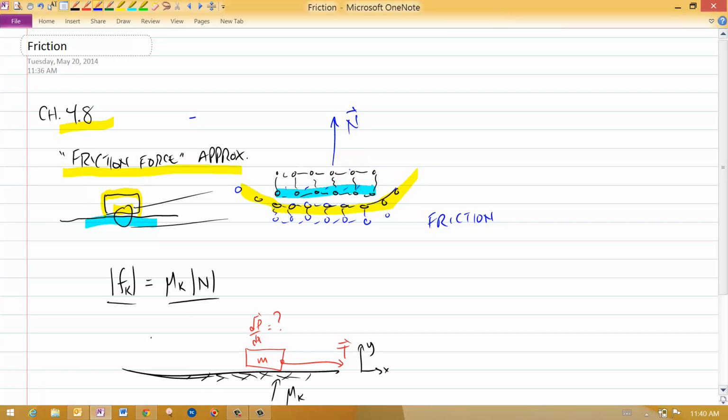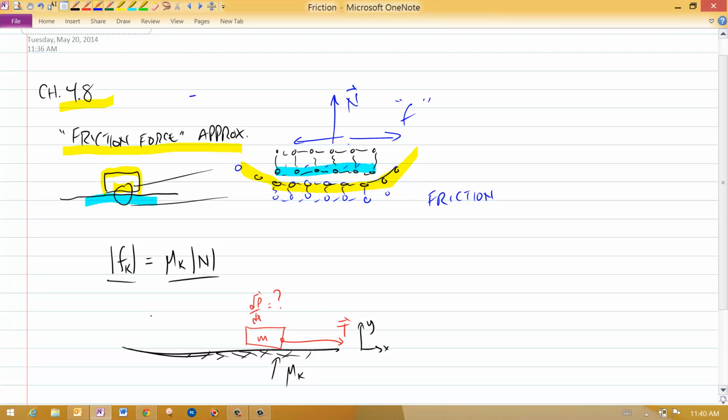But if I tried to move this block to the side, there would also be a lateral force, and that lateral force would give the name friction. And the size of the friction force depends on how deeply this object has been pressed into the surface. So if there's a bigger normal force, there's going to be a bigger friction force. And the constant of proportionality there is called the kinetic friction coefficient.